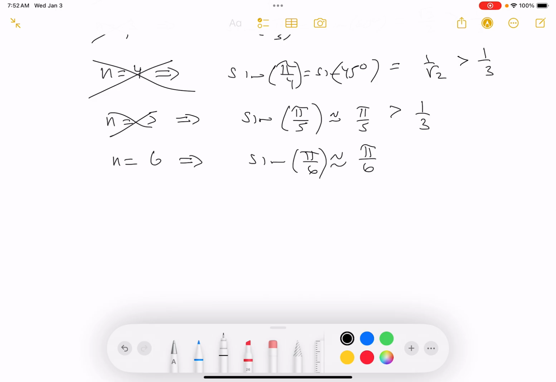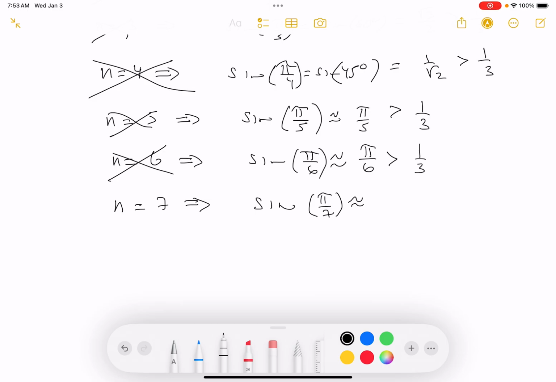Again, we're not using a calculator. Looking at pi over 6, I'm still going to say it's greater than 1/3. 3 times pi is roughly 9. So this is out of the question. All right, let's go to 7. I know it seems tedious to do this, but we're just thinking through it. I haven't had a successful n yet, have I? So I'm going to get pi over 7.